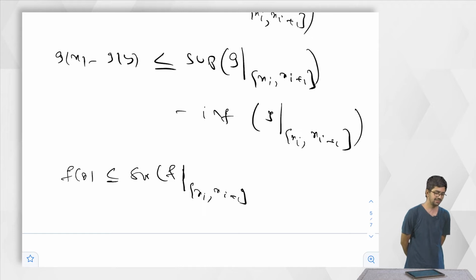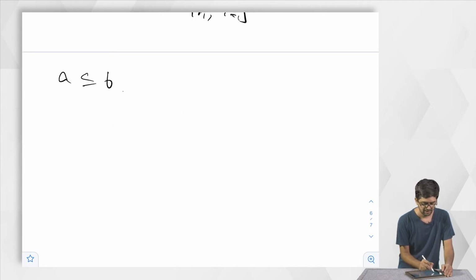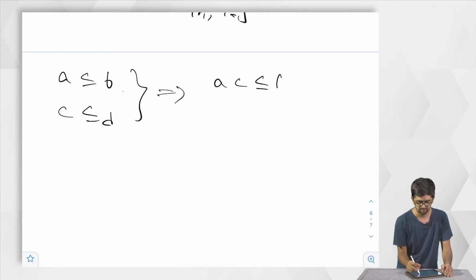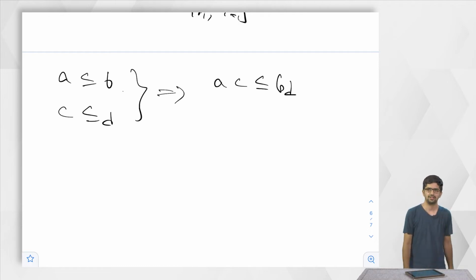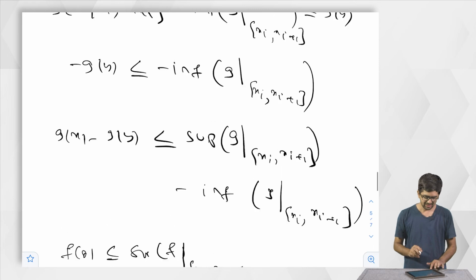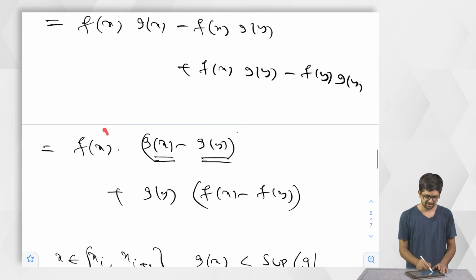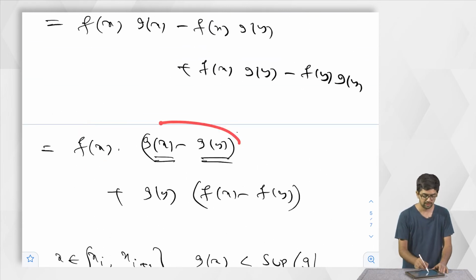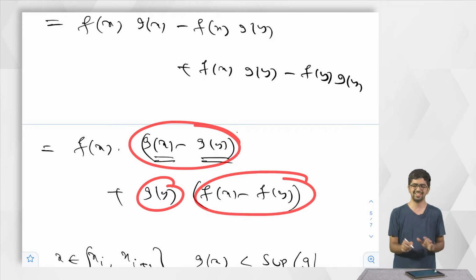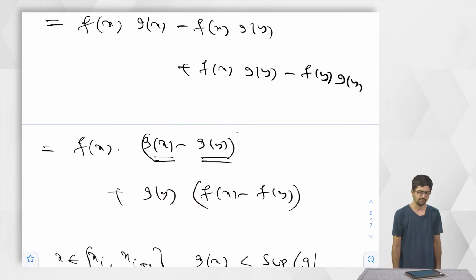But that is not really a good idea, because a less than or equal to b and c less than or equal to d does not imply ac is less than or equal to bd. This much you know at least, right? Something has to be positive, but it is not very clear whether everything is positive here. Is f(x) positive? I do not know. What about this? It is not very clear whether it is positive or not. So just to be on the safe side, let us change the starting point.